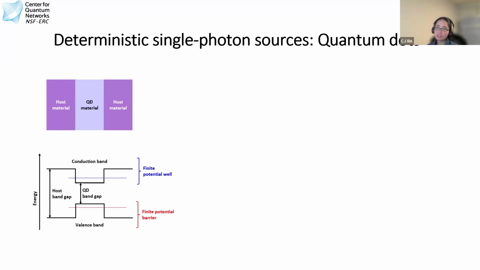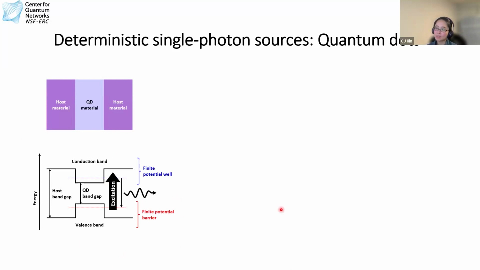And what you generally do when you have such a band structure with these kind of discrete levels, two levels in this case, is that you can blast it with excitation from some kind of laser, and then it will drop down, and you will get out a photon.